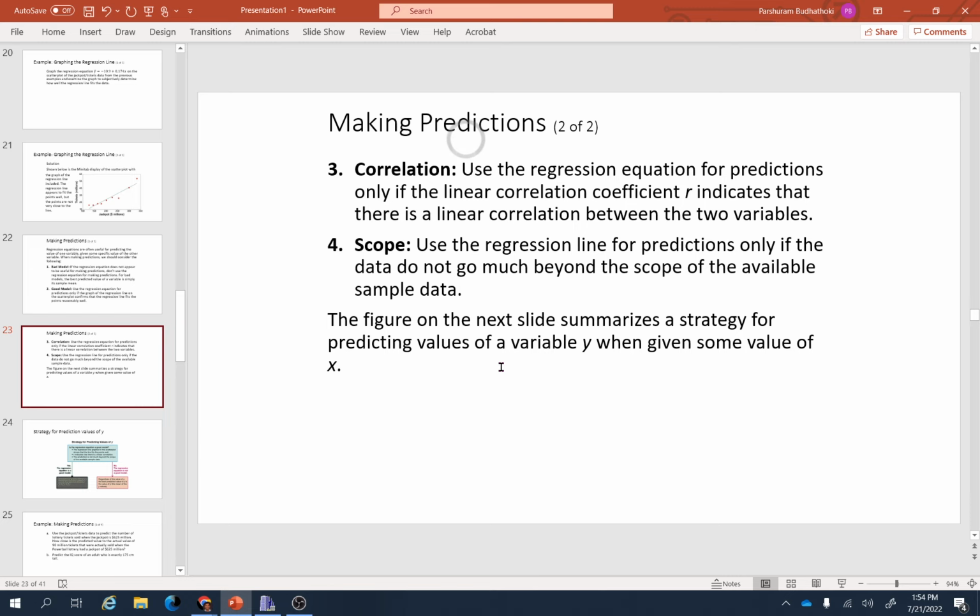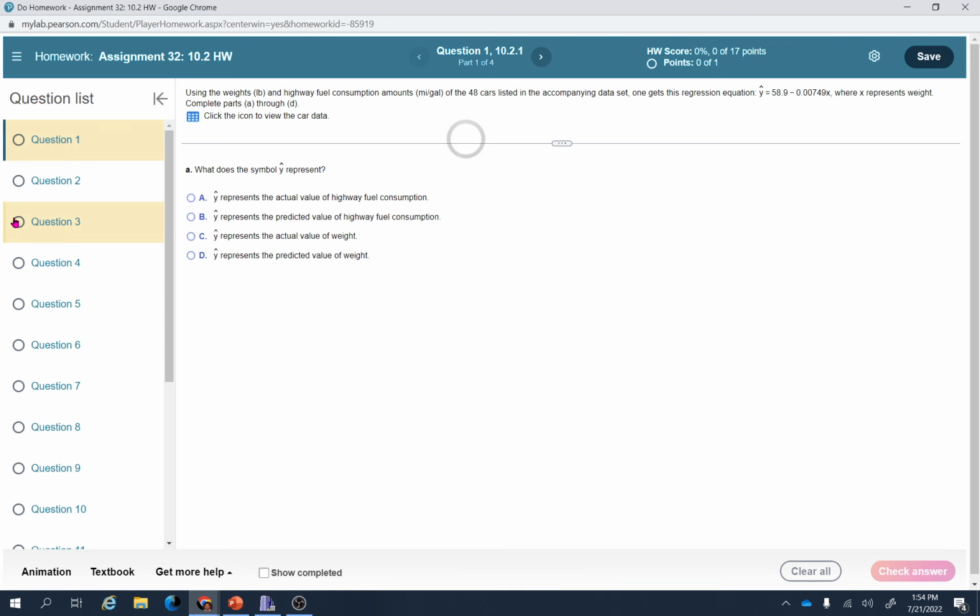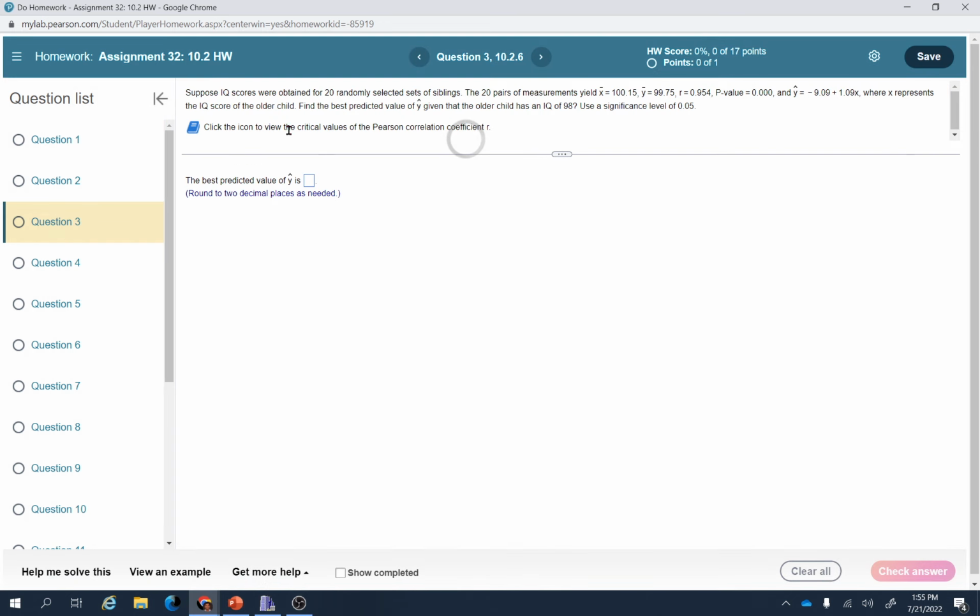Meaning, if you are trying to predict the value for one variable, and that variable is very, very far from the sample set you have been given, then you cannot make the prediction. I'm going to give you some examples here. So let's try to look at some examples. This is section 10.2. Let's start with problem 3.